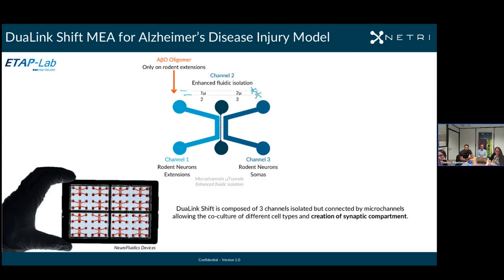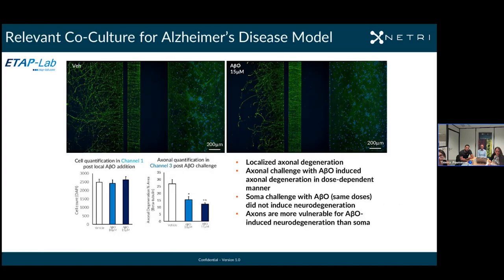And they have been using another device called the Dual-Link Shift. This one is slightly different in that the center channel is not exactly in the middle of the two other channels. It's slightly shifted to one side. That enables us to have what we call a synaptic compartment and to focus more on this. So here you can see, for example, a rodent neuron culture that has been either cultured by itself or cultured with some beta peptides that are produced by ETAP Lab.